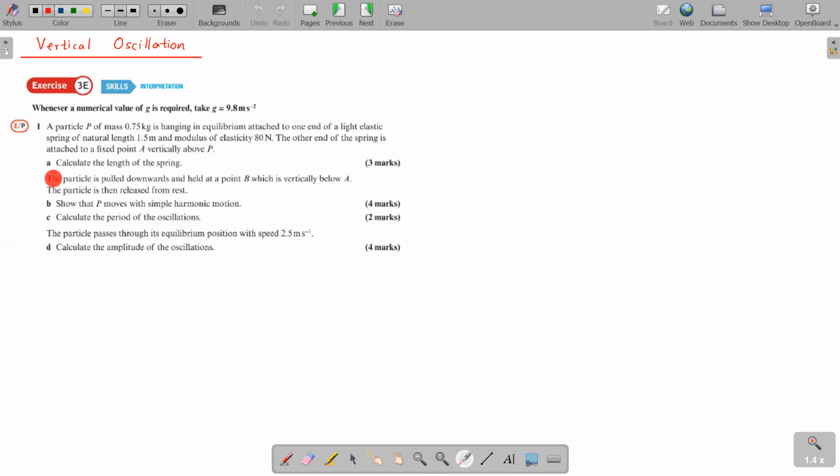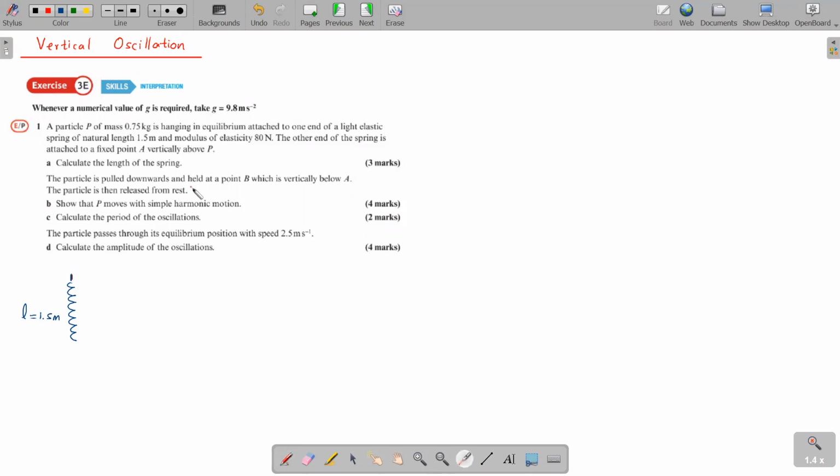Now in part A, they're asking you to calculate the length of the spring. So guys, how do you calculate the length of the spring? What do we do? Let's draw a series of diagrams. In the first one, we have the spring. The spring has a natural length of 1.5 meters.